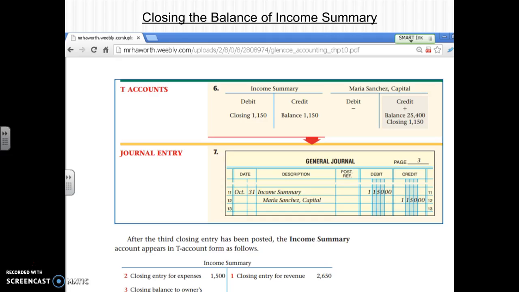The closing of income summary. We will have to determine what we have for a balance side of income summary. So for this one, we determine that our balance side for income summary is a credit. So therefore, in order to close it, we debit the account. We always close out income summary into capital. So a $1,150 debit to income summary and a credit to capital for $1,150. Because capital is increasing, this means that this accounting period resulted in a net income.